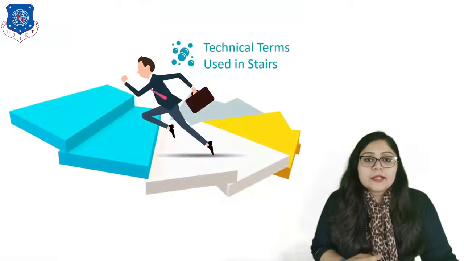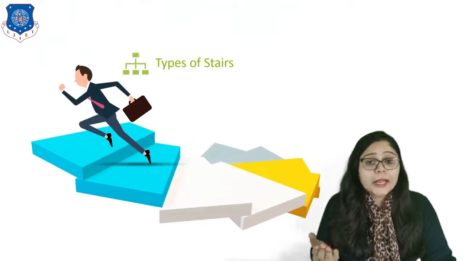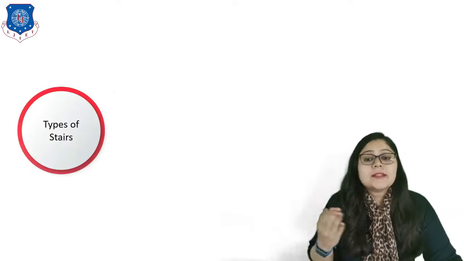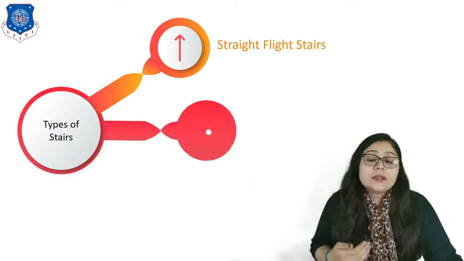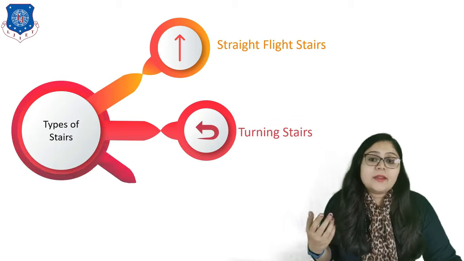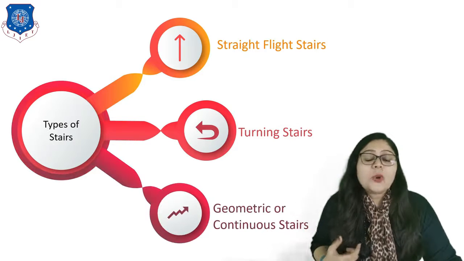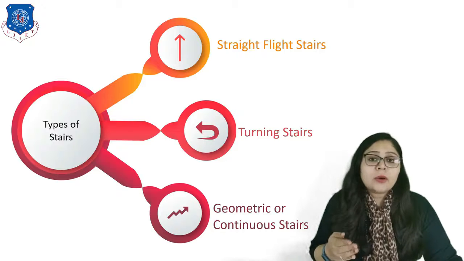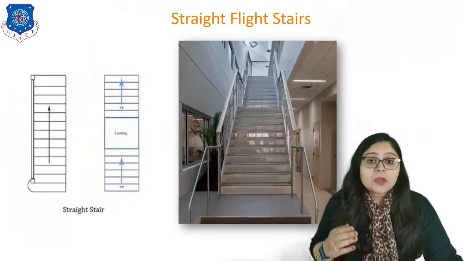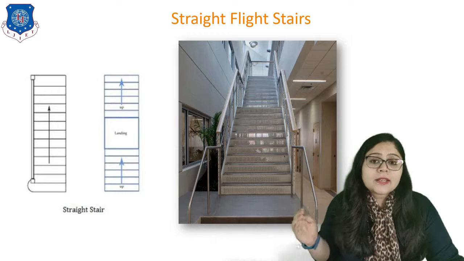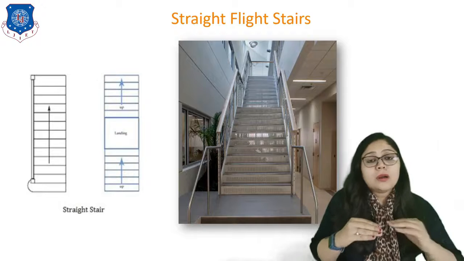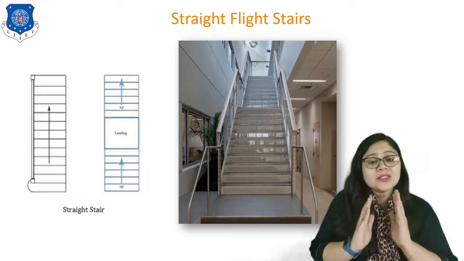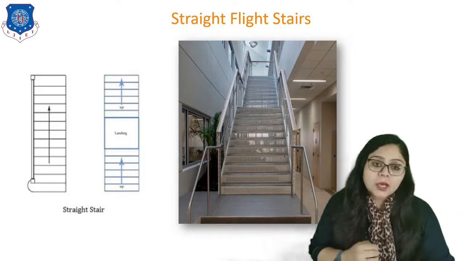Now, let's discuss the next topic, which is the different types of stairs. Stairs are classified into various types: the first is straight flight stairs, the second is turning stairs, and the next is geometric or continuous stairs. Let's discuss them one by one. The first type is straight flight stairs. Here you can see on screen, these are stairs where, if required, one landing is provided, or a continuous stair in straight form is provided as per the requirement.